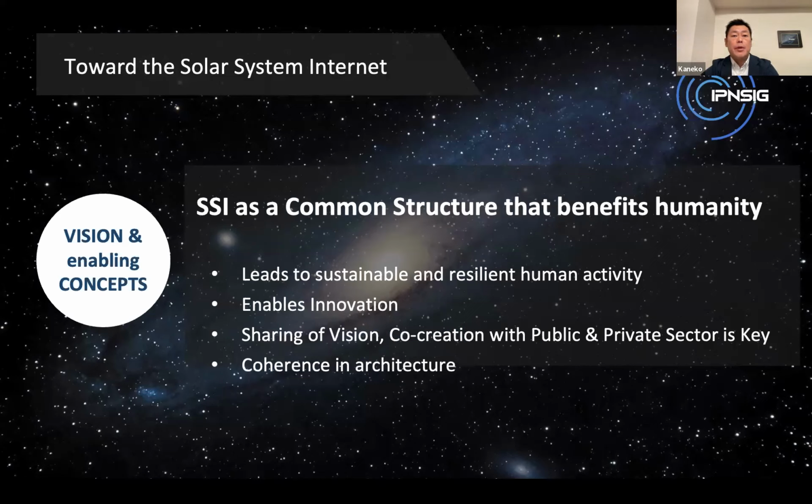So again, the IPN-SIG really believes that SSI should be built as a common structure. Having a common structure will lead to sustainable and resilient human activity, and a common infrastructure would lead to driving innovation as well. And we believe the very first step is to come up with a shared vision toward a common SSI and recognize the value it creates. We also think that the concept of co-creation with the public and private sector is also indispensable. And if we are successful with that, we should naturally end up in a coherent SSI architecture.